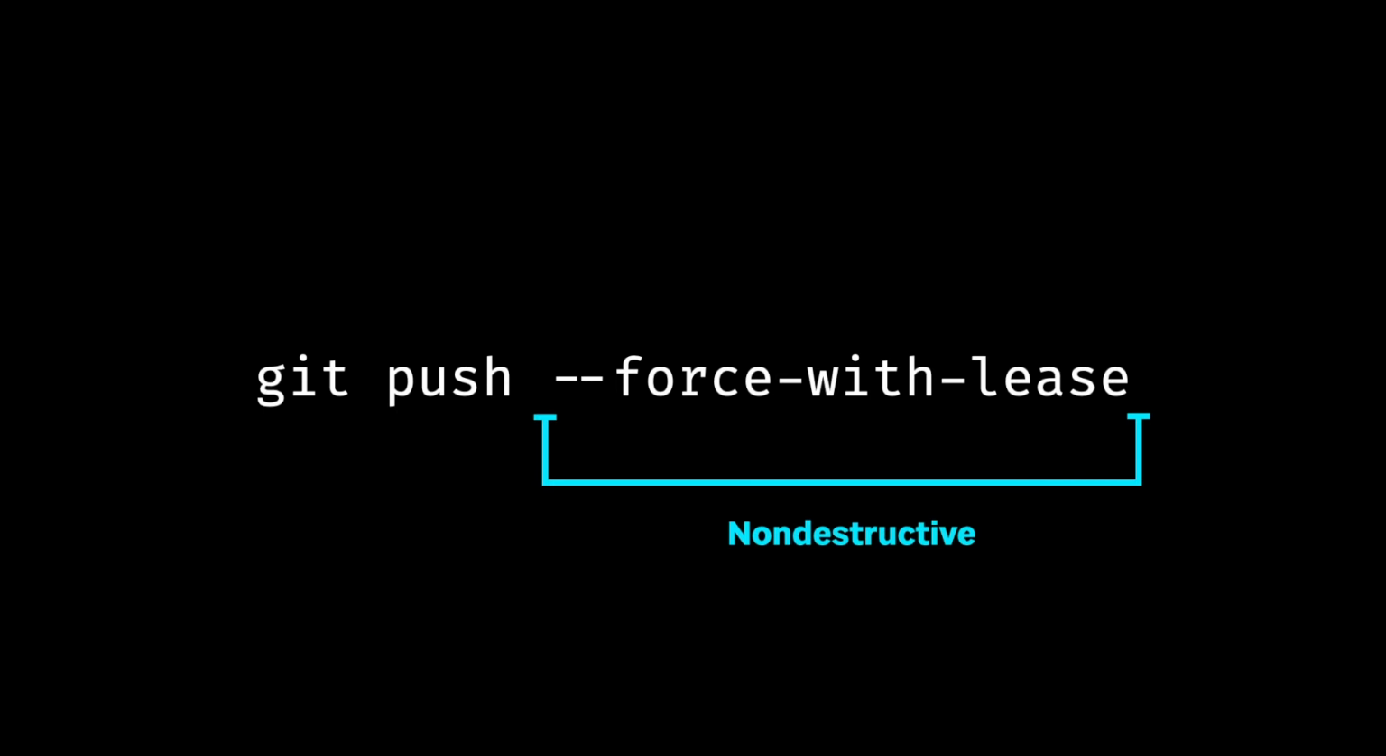For example, if you attempt a force with lease push, but right before you did another developer made a commit on your branch, your push would be rejected, since Git will say, hey, I can't force push this branch because there's work on the remote that isn't in your local branch. Plain forces, however, will absolutely write over other people's work, even if it's not represented in your branch. So remember, force with lease is non-destructive. Force is destructive.